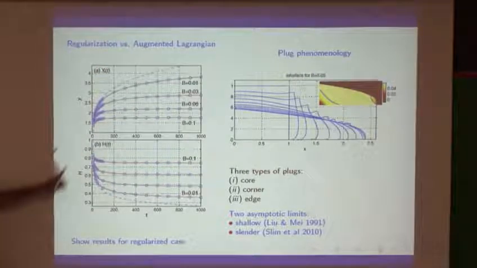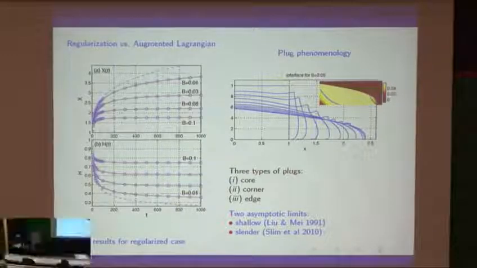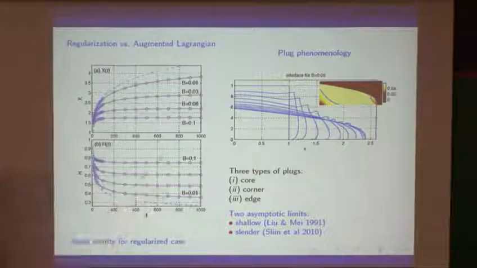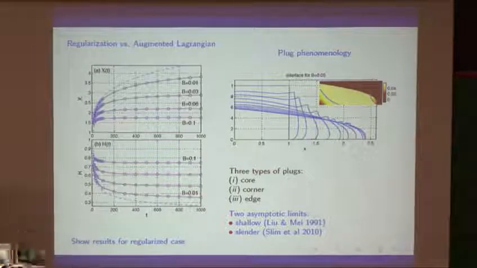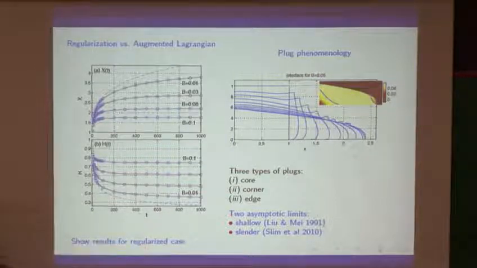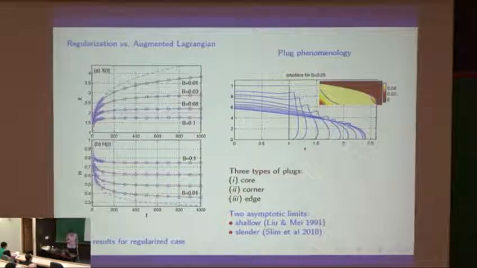Okay, and I just wanted to point out that the circles here are from the augmented Lagrangian algorithm, and the red lines are from the regularized method. So we're getting very good agreement between those two schemes. So in other words, the regularization parameter has been turned down sufficiently, and the curves are working sufficiently well that we believe both of the results are in agreement. I'm actually going to show you mostly results for the regularized case.